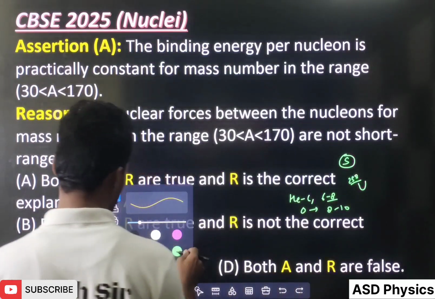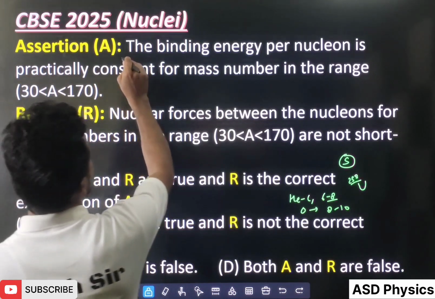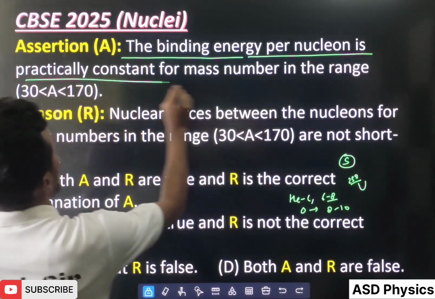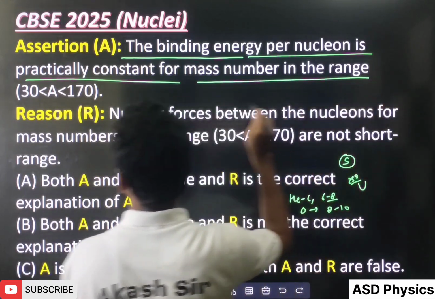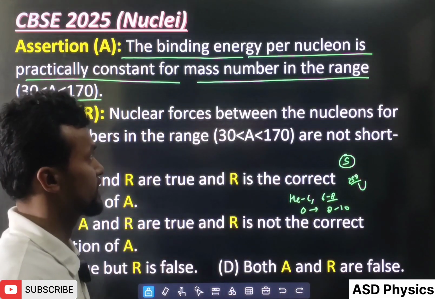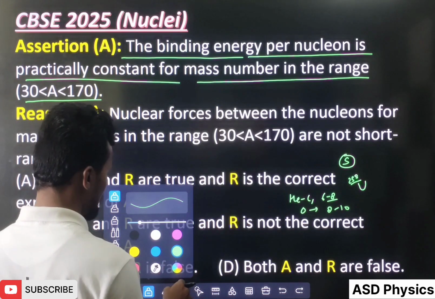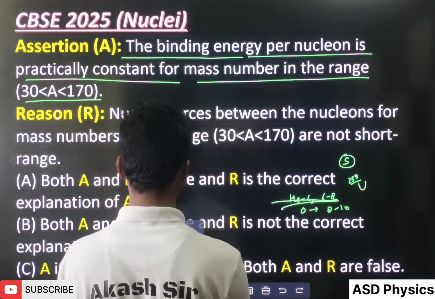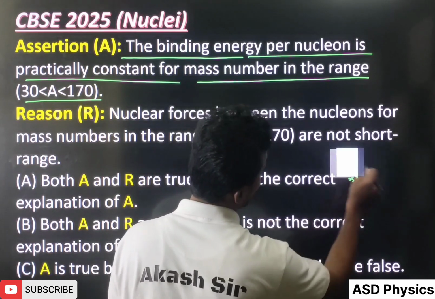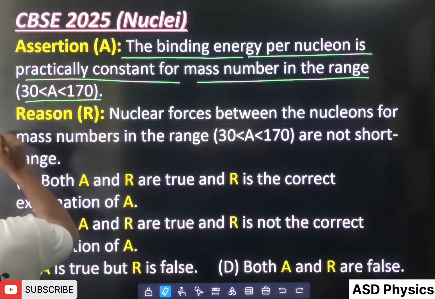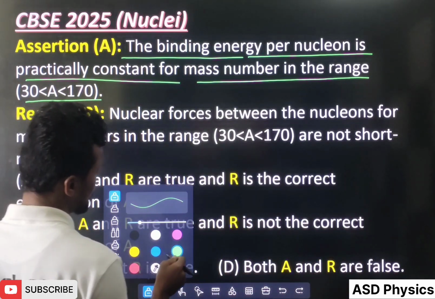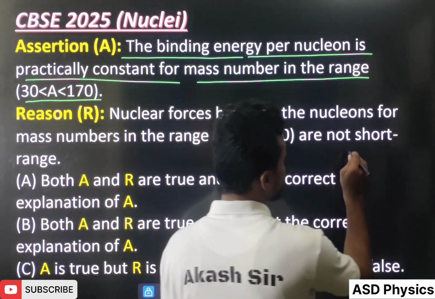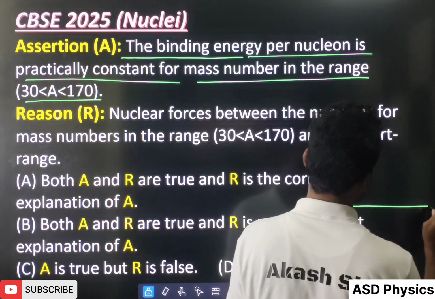Next one, let's see here, students. The question is from the nuclei. The binding energy per nucleon is practically constant for mass number in the range 30 to 170. Here, students, remember that you should know the binding energy per nucleon versus mass number curve. I will just draw it here. The curve looks like this.